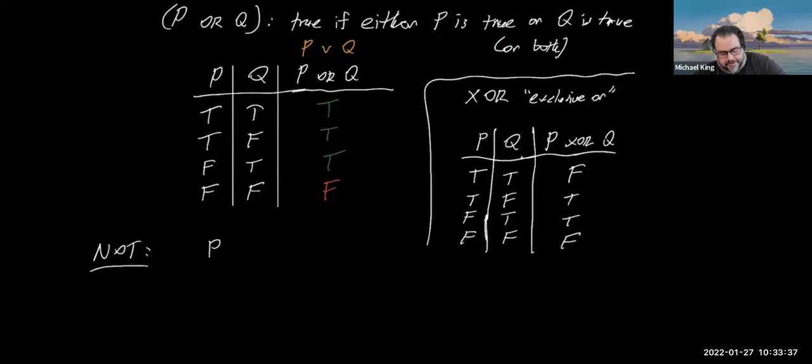And this, since it's just about one statement, it's not about combining statements. I actually tend to write the little squiggle. I guess I could just write not P if I wanted to. So if P is true, not P is false. And if P is false, not P is true. And again, this is often written not P with a little squiggle.